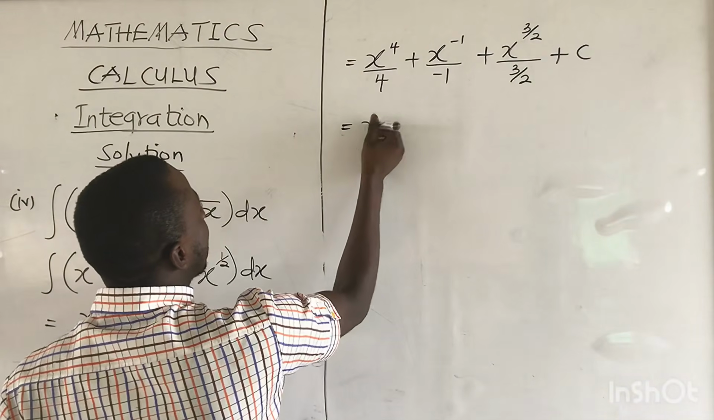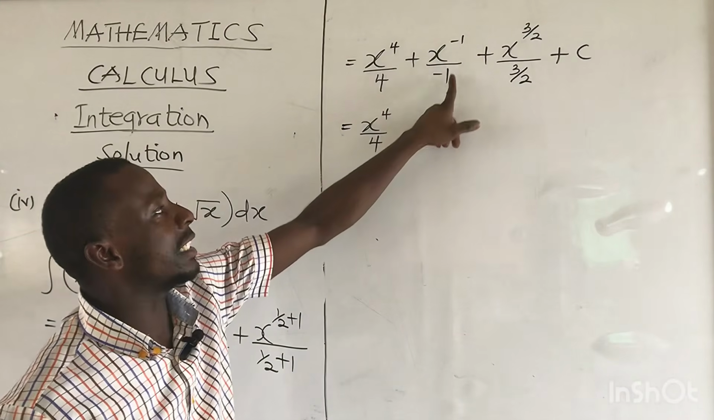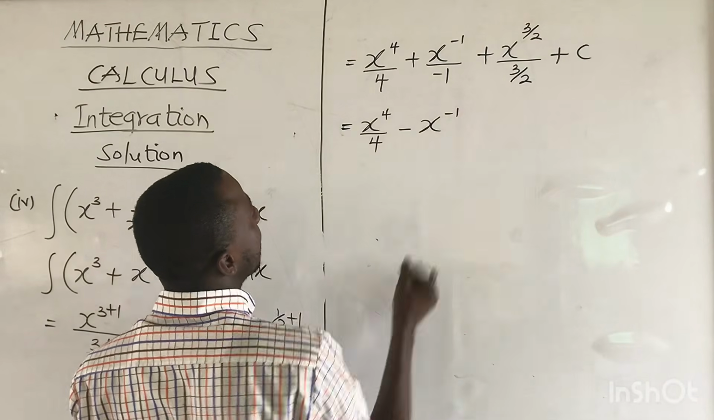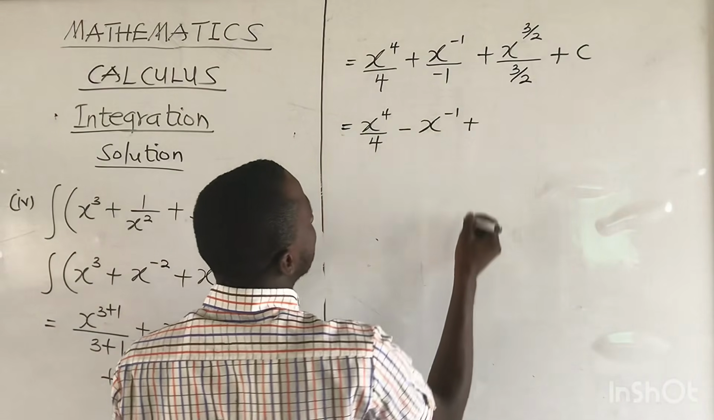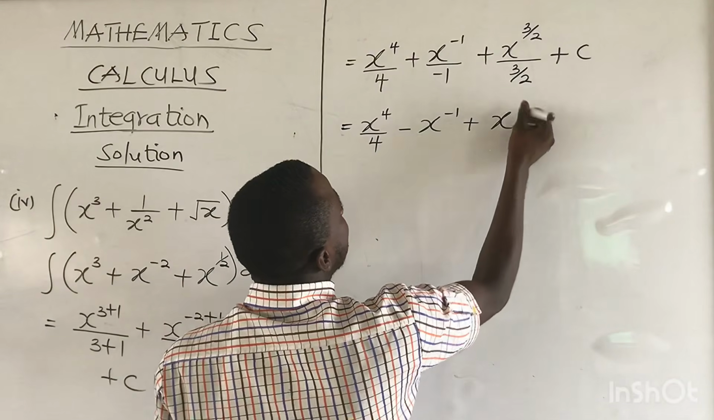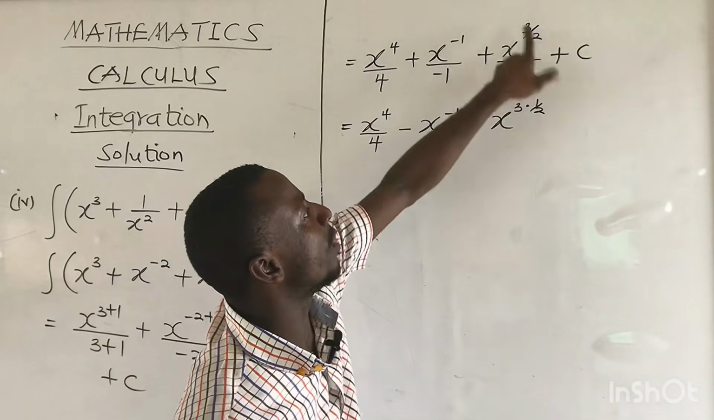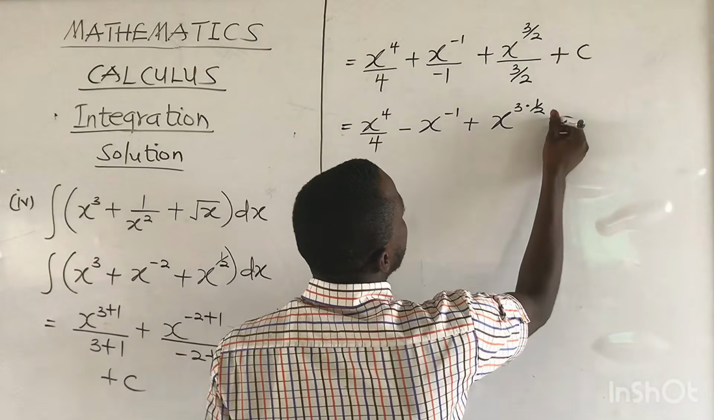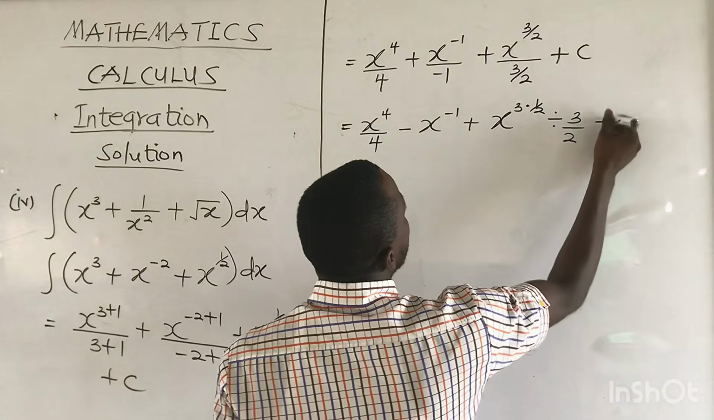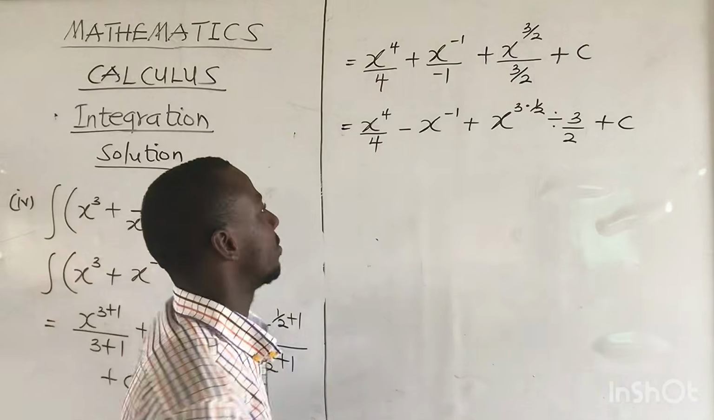So we are going to get x power 4 over 4. Then because this is divided by negative 1, it is the same as minus x exponent negative 1. Plus, from here it is the same as x cubed multiplying half, that is 3 over 2, divided by the fraction here, which is 3 over 2, plus c. So you are trying to tackle this from there.